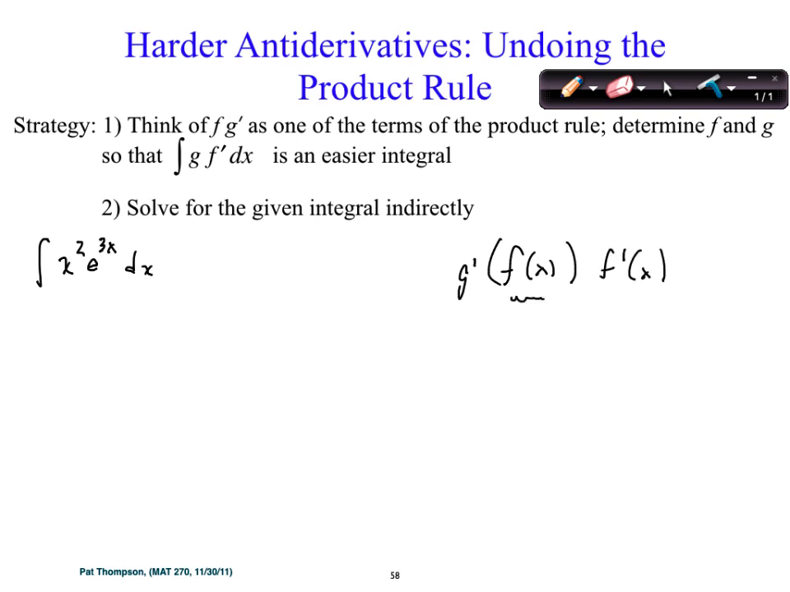Here's the key. The interior of the composite function has its derivative, or a constant multiple of its derivative, as the other factor, right? So whatever's in the interior of your composite function, the other factor is a constant multiple of its derivative. That's what meets the requirement for undoing the chain rule.